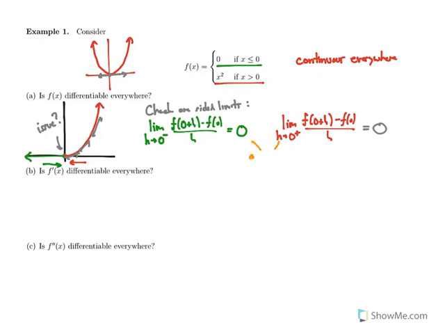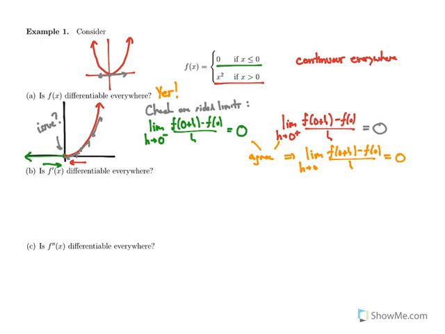So because these agree, then that means that the limit itself without the left and right is going to be the same value, which is 0, which is a finite number, which means the derivative exists. So is the function differentiable everywhere? Yes, it is. It is continuous and differentiable.